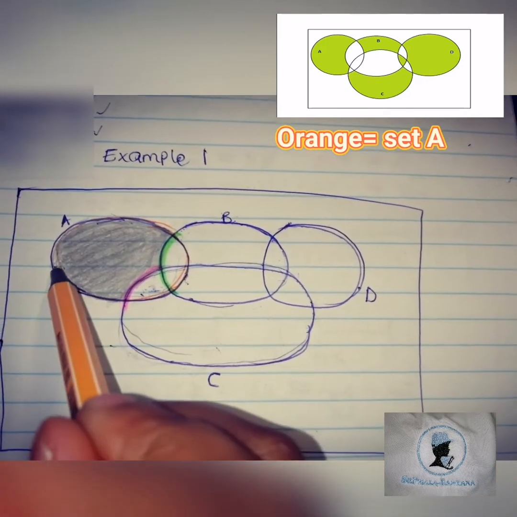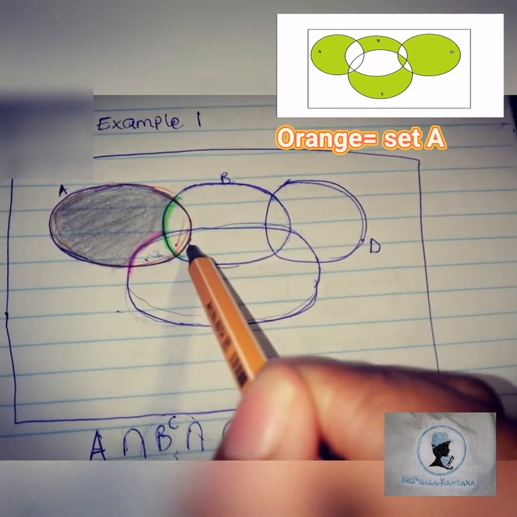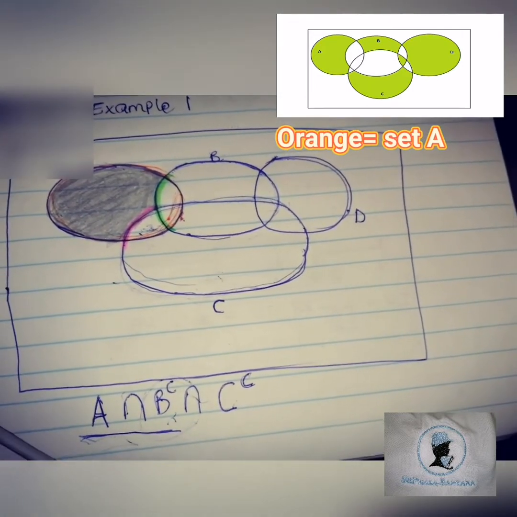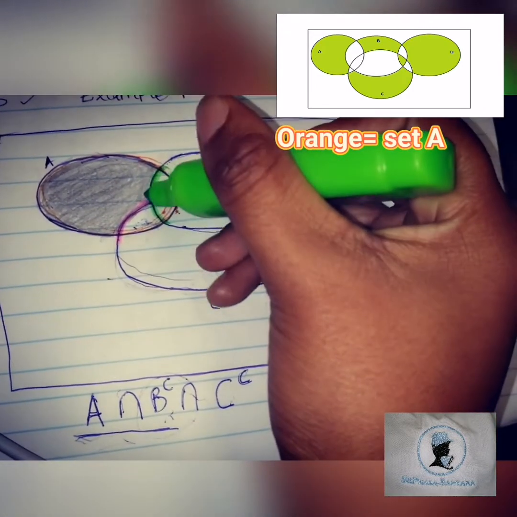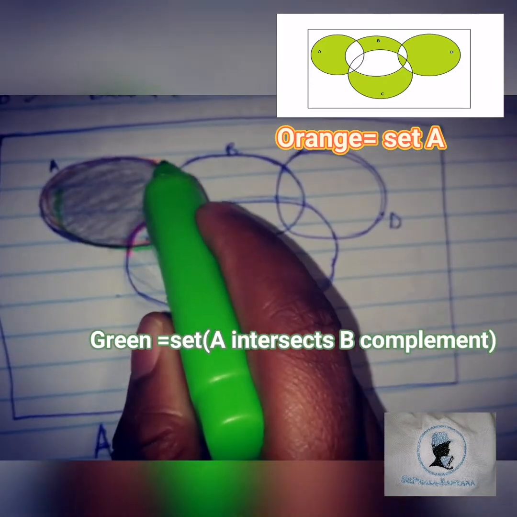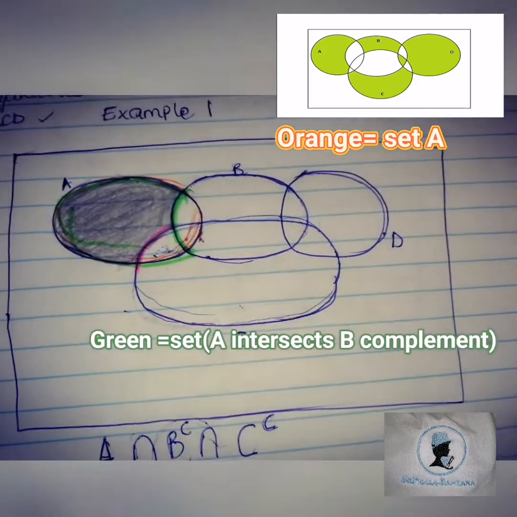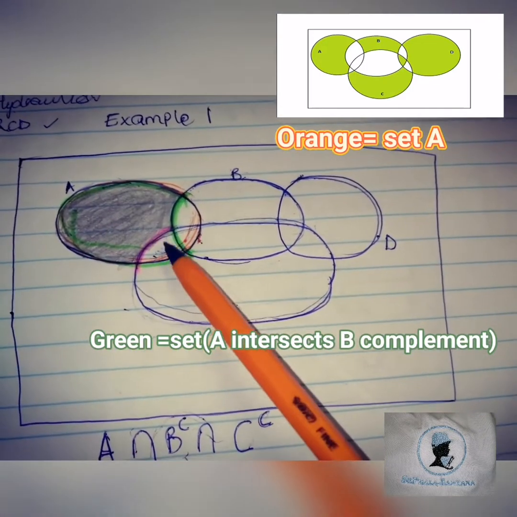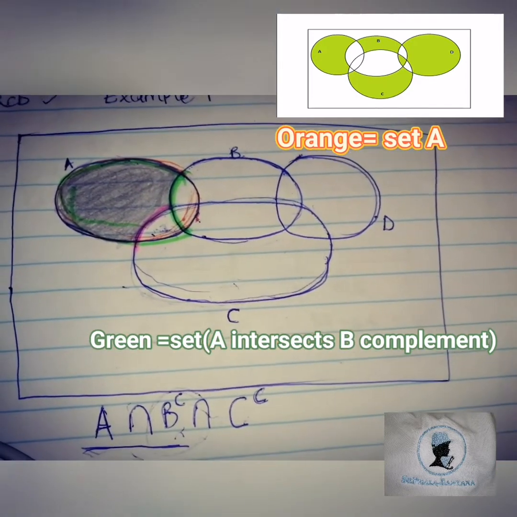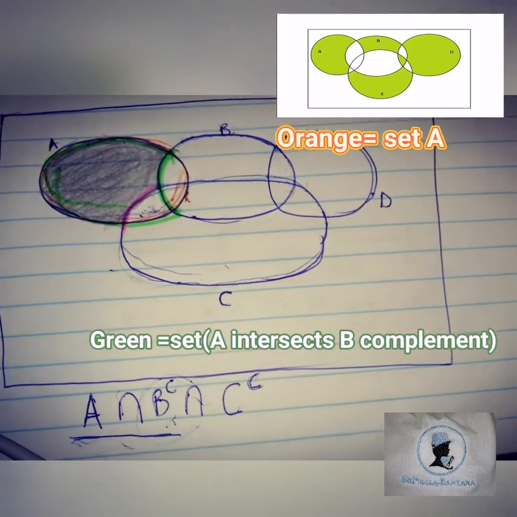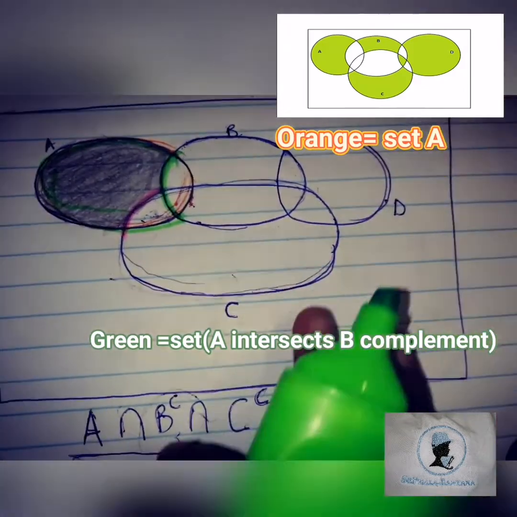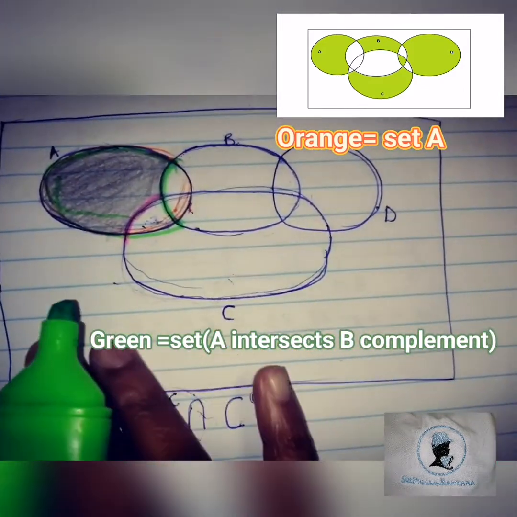The orange one shows us A, so we said it's A. We were saying it should intersect with B complement, so we got that that set represents this part now. But this part is not shaded, so we also have to remove it somehow. So we are going to say intersect C complement. You know that C complement is everything that is not part of C.